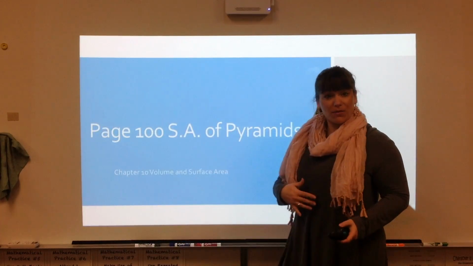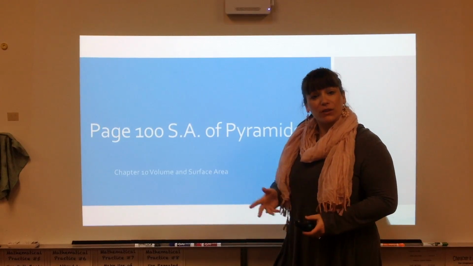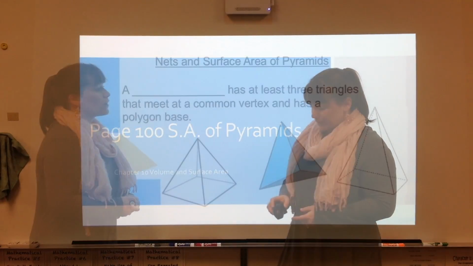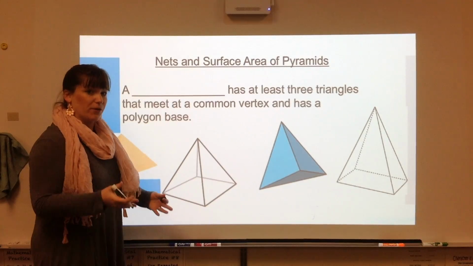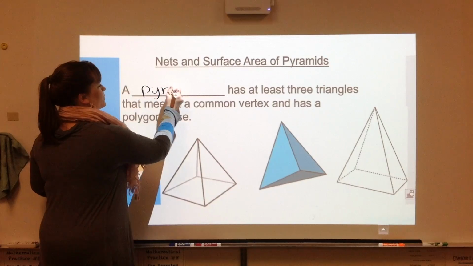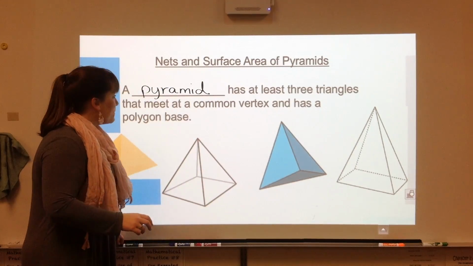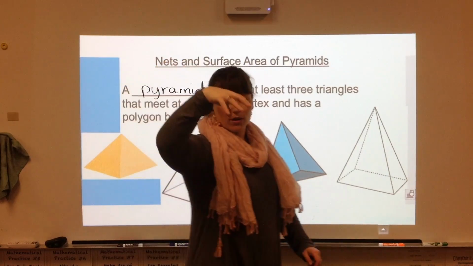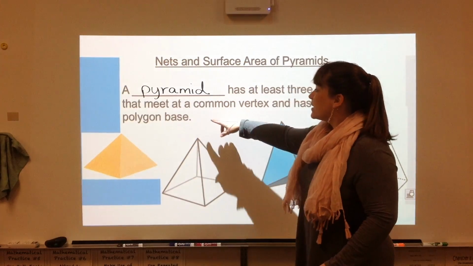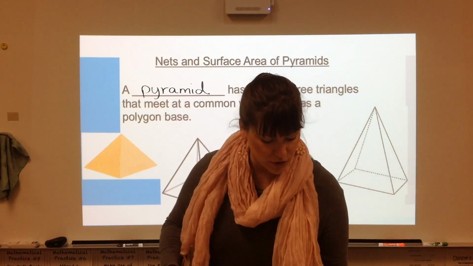For my table of contents, I actually am on page 100 today for these notes, so fill in that and we'll get started. So let's talk about a pyramid and what properties it has first. A pyramid has at least 3 triangles that meet at a common point or a common vertex and have some sort of polygon as a base. I have some examples here to show you.